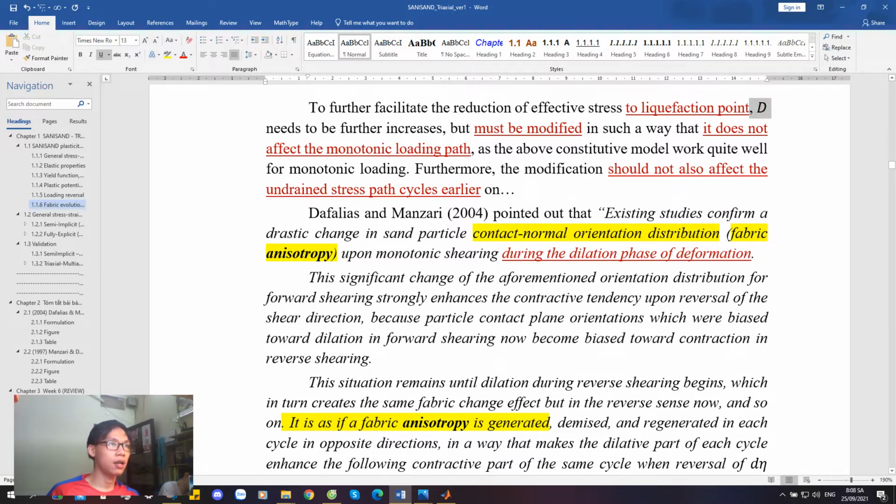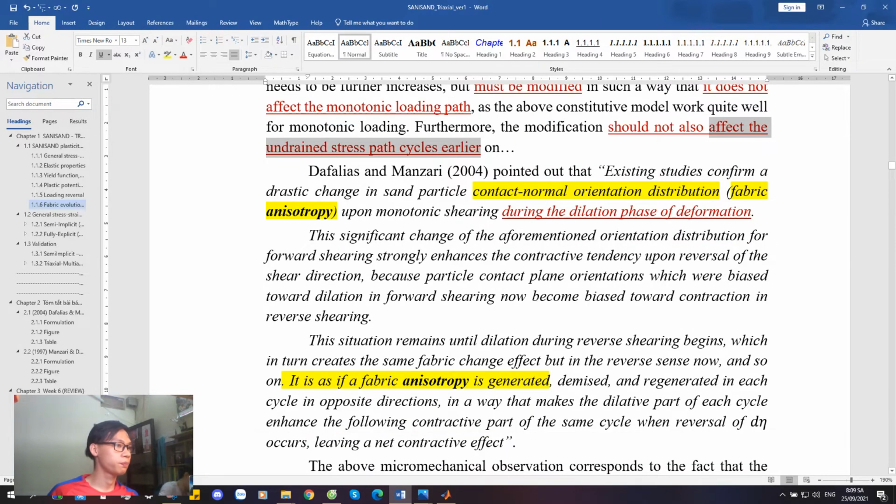How to change D? We have to focus. When we modify D, we have to make sure that it does not affect the monotonic loading path, and should also not affect the undrained cyclic path we did earlier. So, two things: it must not affect the other things that we did earlier.